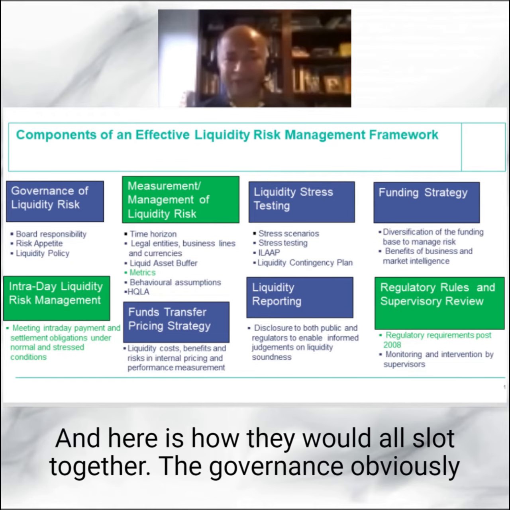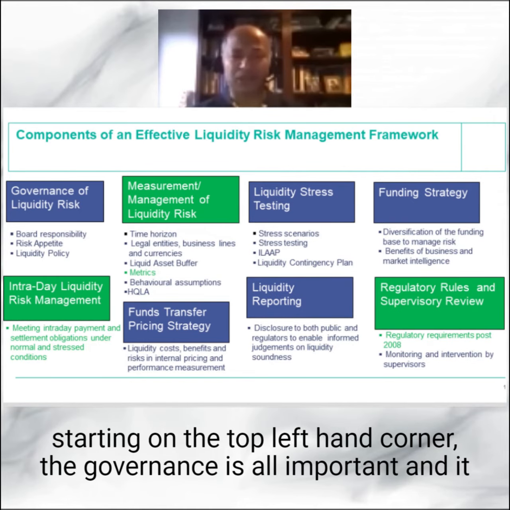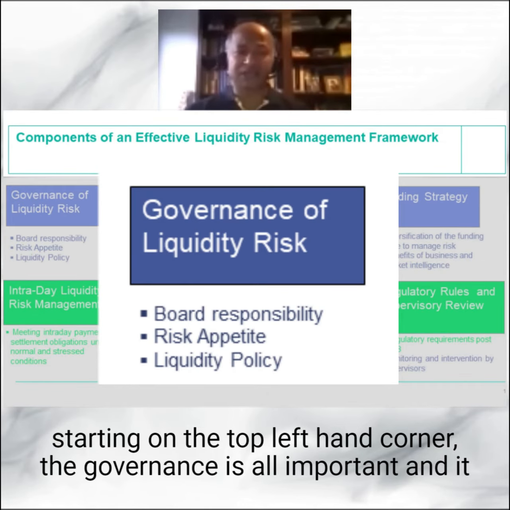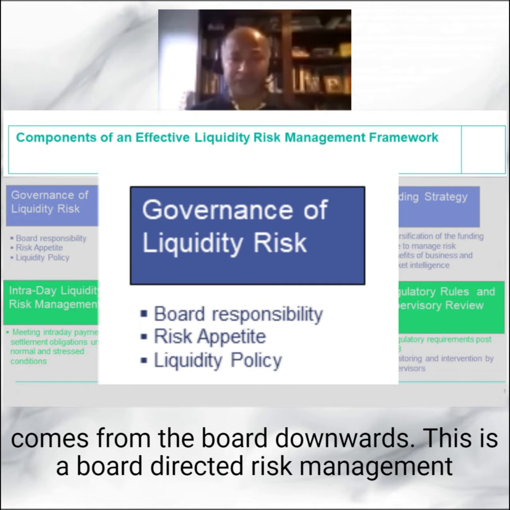And here is how they would all slot together. The governance, obviously, starting from the top left-hand corner, the governance is all important, and it comes from the board downwards. This is a board-directed risk management process.